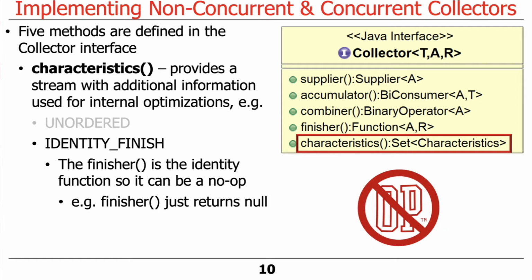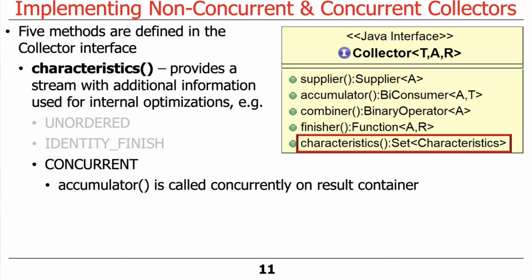There's also another characteristic called identity finish, and this is used by a method we'll talk about momentarily called the finisher. If identity finish is set, then the finisher is a no-op. If identity finish is not set, then the finisher is expected to do something in order to take the accumulator and put it into whatever form is required when things are done. That may not make any sense at the moment, but we'll talk about it when we get to the finisher.